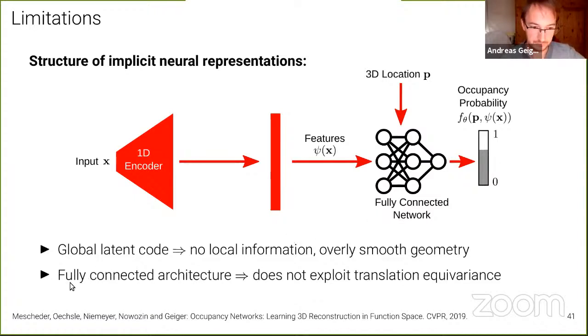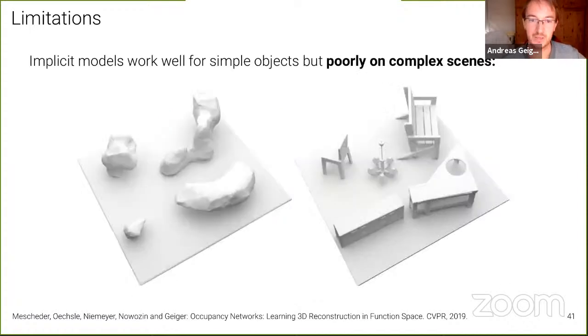And because of the fully connected architecture, it also doesn't exploit any translation equivariance, which we like to exploit and which works super well for 2D images and also for 3D convolutions. So we should really exploit it here also, we believe.